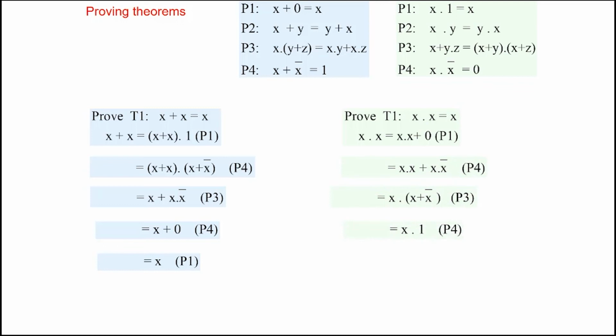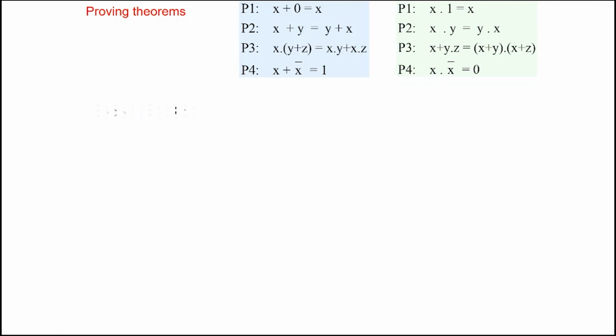You can see the different steps here. You can add a 0 here, or plus 0 here. 0 is x dot x bar. Use P3 here. X plus x bar, use P4 here, x dot 1. And use P1 here, x dot 1 is x. So x dot x is equal to x here. So these are useful results that we will use for calculating.